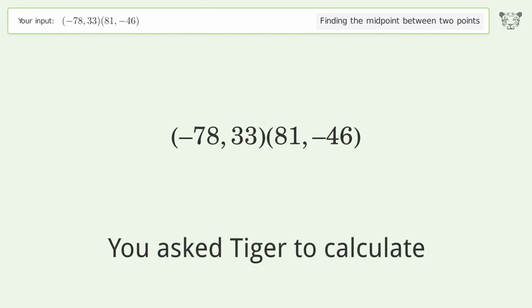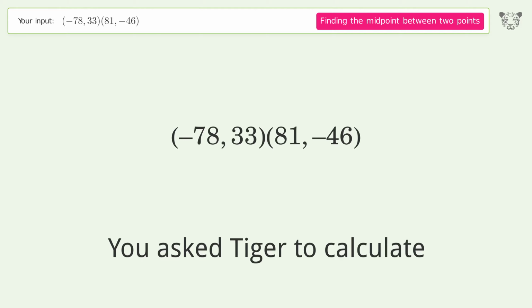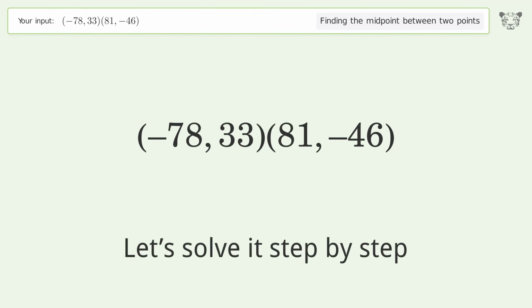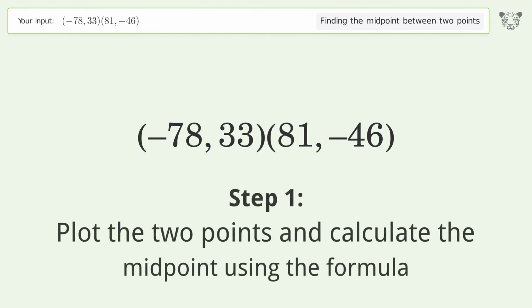You ask Tiger to calculate. This deals with finding the midpoint between 2 points. The midpoint between the 2 points is 1.5, negative 6.5. Let's solve it step by step. Plot the 2 points and calculate the midpoint using the formula.